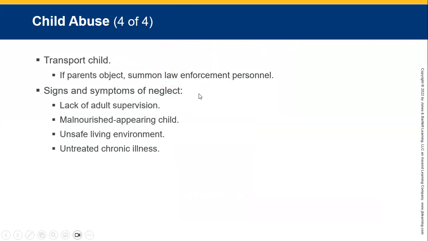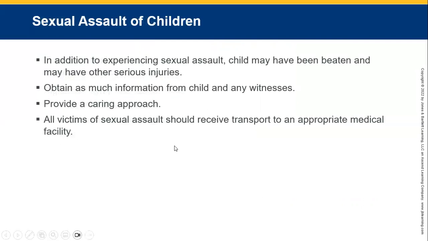Okay. If you need to transport a child and the parents object, summon law enforcement. Always get the correct law enforcement involved. Signs and symptoms of neglect: lack of adult supervision, malnourished appearance, unsafe living environment, chronic illnesses. Yeah, always a problem, eh?